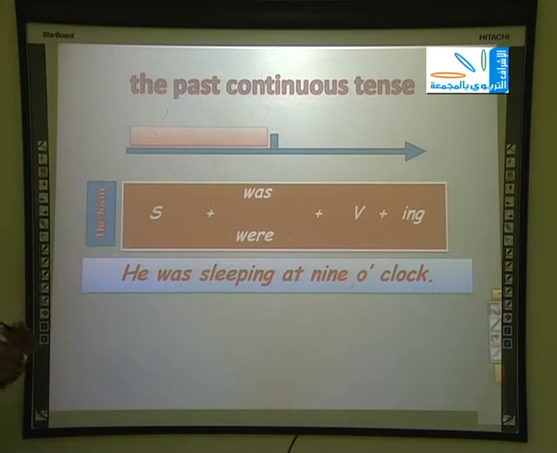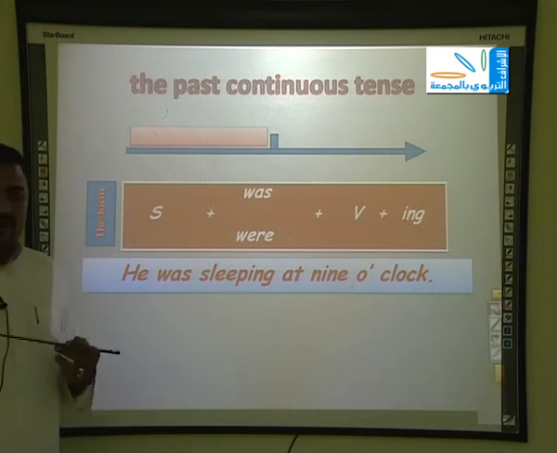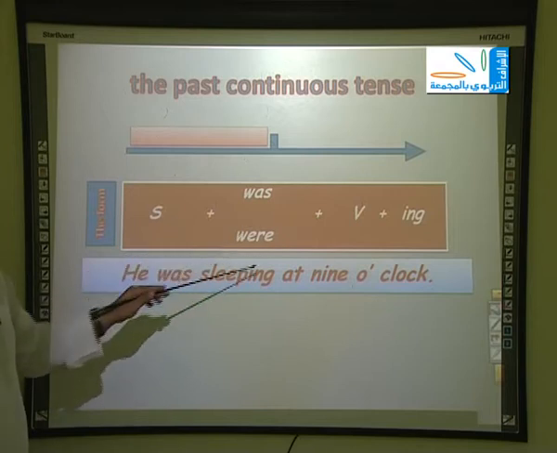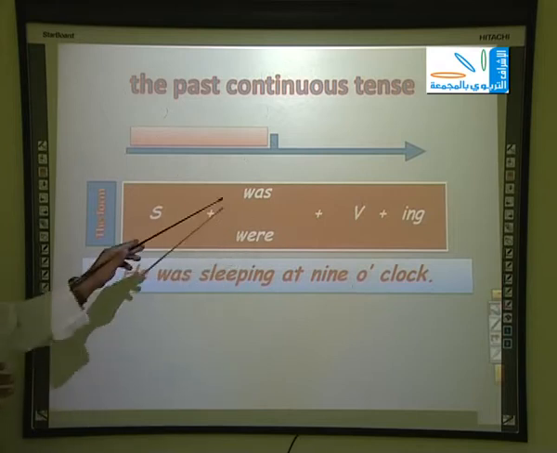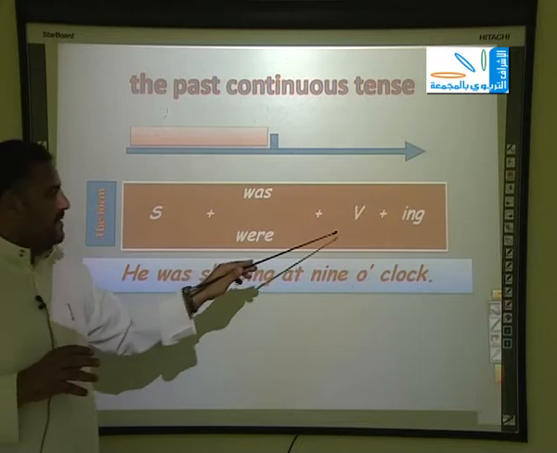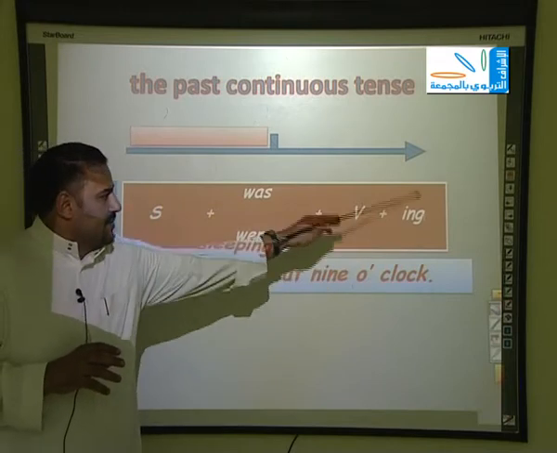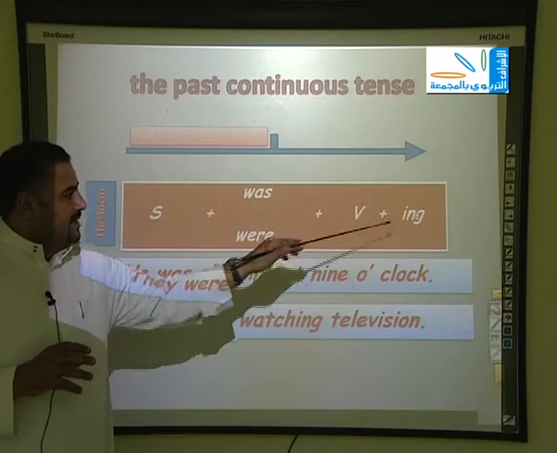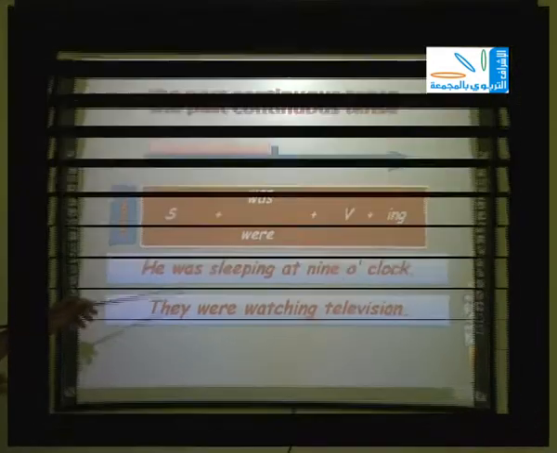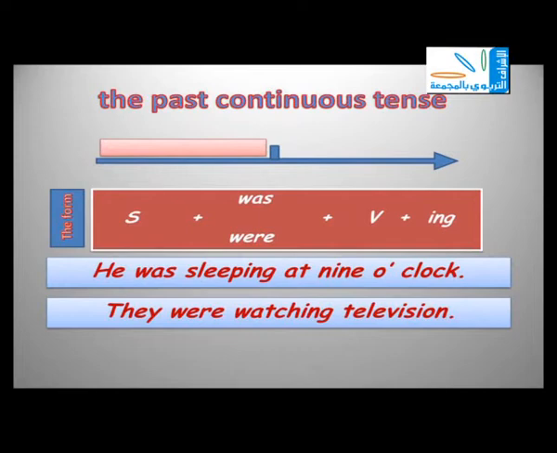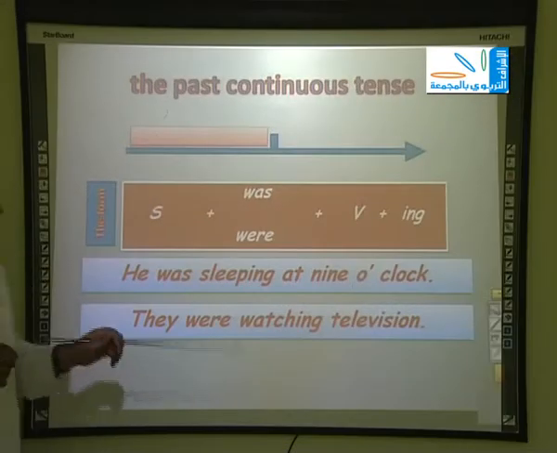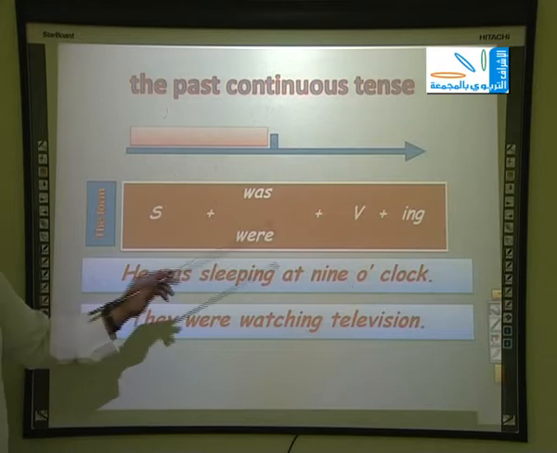But the plural subjects, such as they, we, and you, take the verb to be in the past, which is were. After was and were, we are going to make the gerund, which is formed from the root of the verb, or the main verb, plus ing. Let me set an example. Number 1, he was sleeping at 9 o'clock.